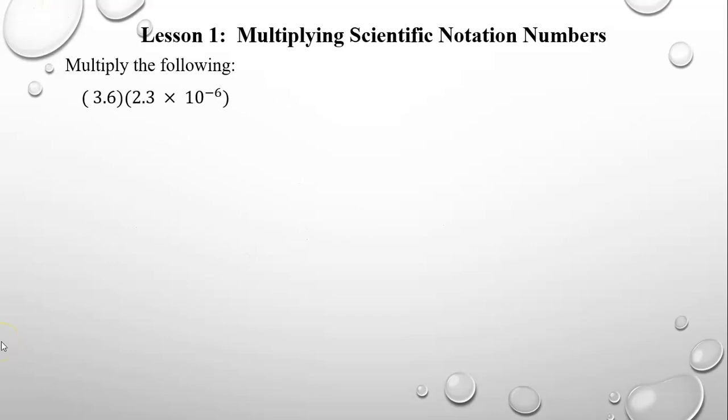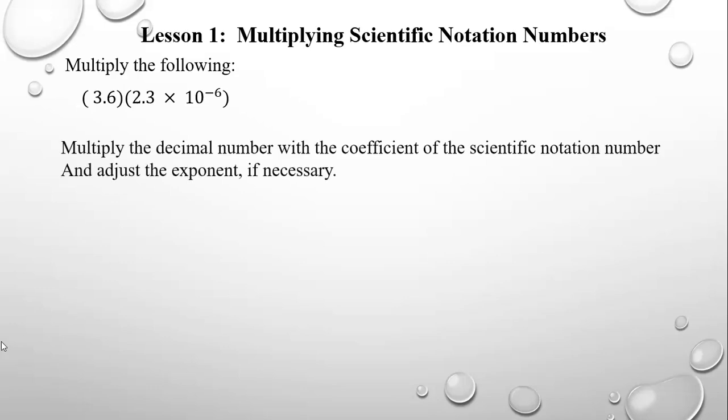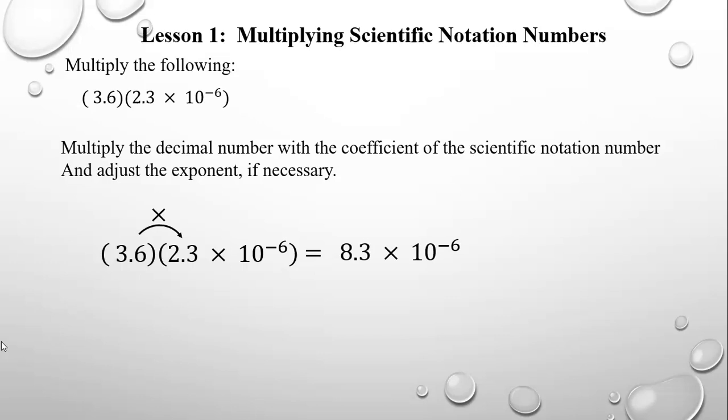Now we're going to multiply a non-scientific notation number with one that is in scientific notation. So the rule is simply multiply the decimal number, the non-scientific notation number, with the coefficient of the scientific notation number, and adjust the exponent if necessary. So there we have 3.6 times 2.3. That's going to give us 8.3, and you don't need to do anything with the base and exponent. It stays as 10 to the minus 6.